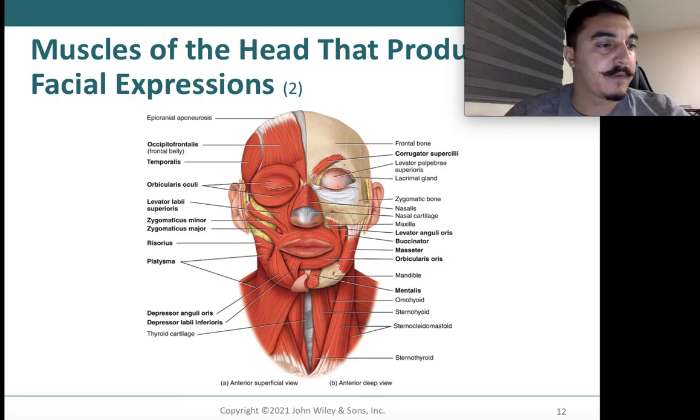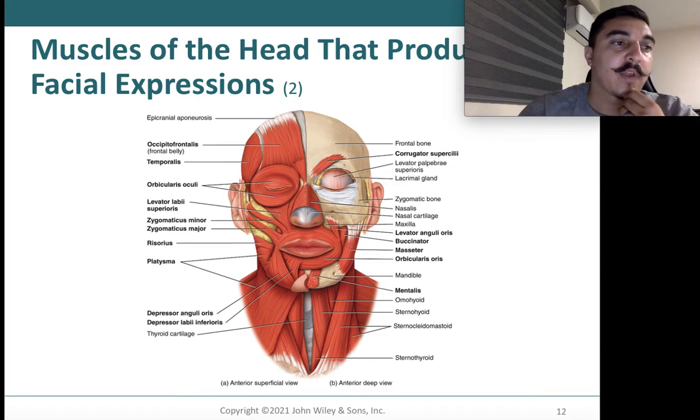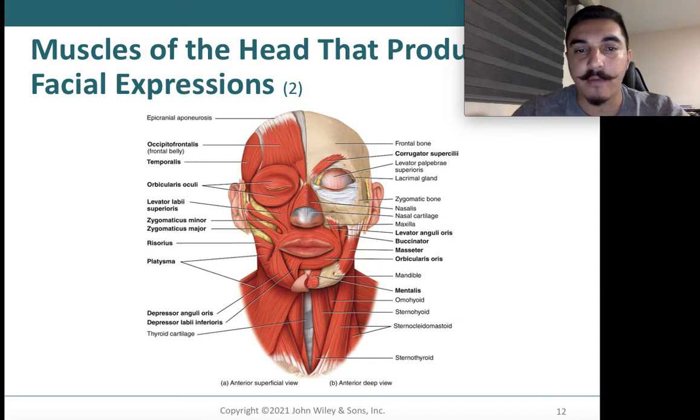What else do we have? Buccinator. Where is it? Yes, here we've got it near our mouth. It's going to help us move between our maxilla and mandible. Okay, we have the risorius. It draws the angle of the mouth laterally. Here's our risorius, like la risa, so move it laterally. There's my risorius at work.